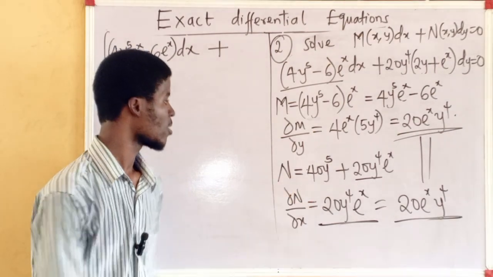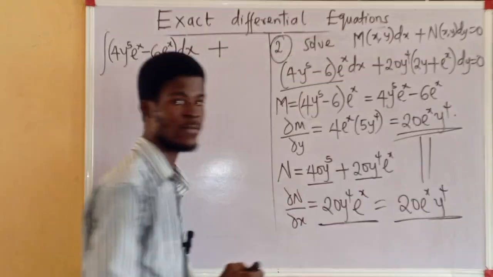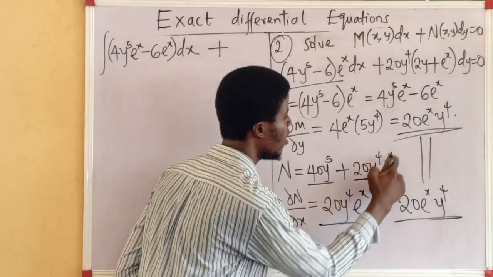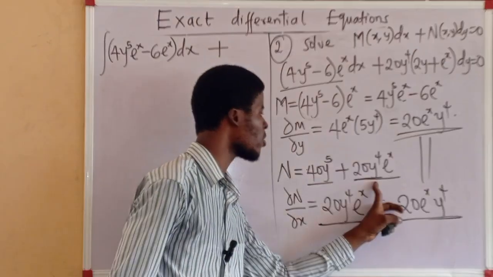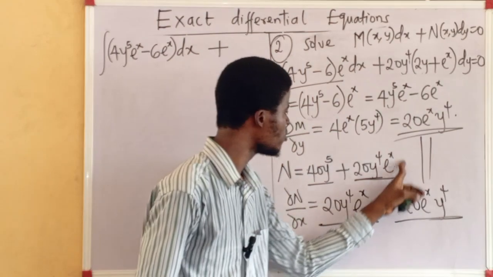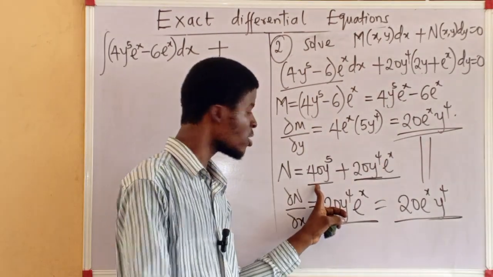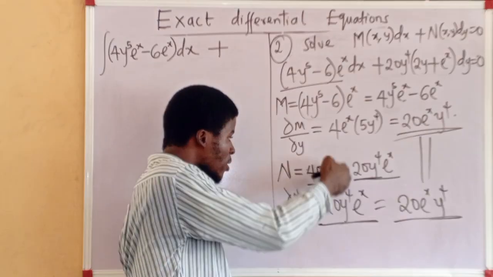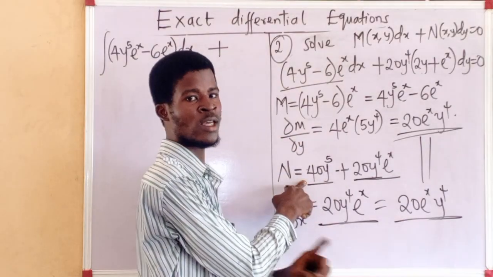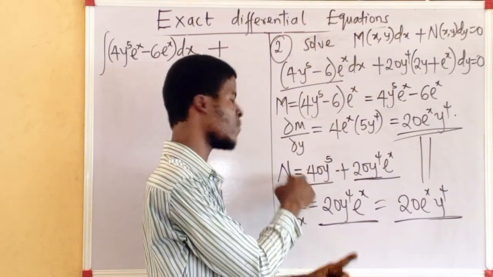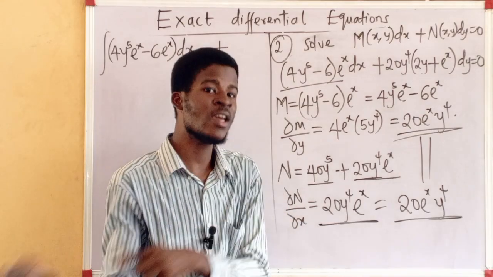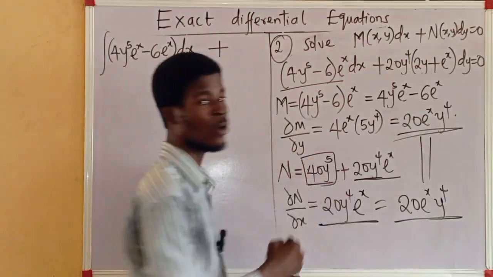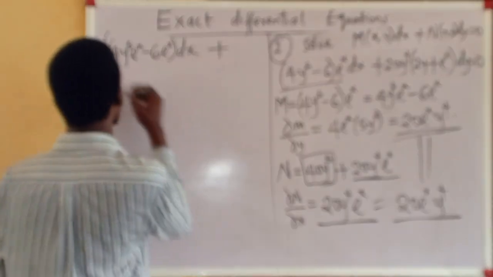x. This is 40y to the power of 5, and this is 20y to the power of 4 times e to the power of x. This term contains x because of this e to the power of x, but this one does not contain x at all. So we are going to integrate only this one. That is what we are saying: only the terms of N which do not contain x. So this term does not contain x at all. So we'll take the integral.